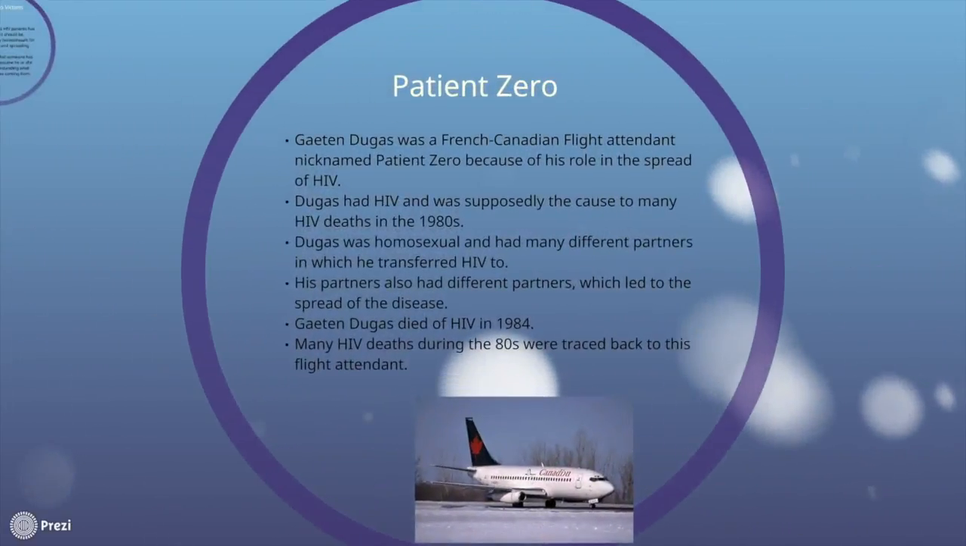Patient Zero. Gaëtan Dugas was a French-Canadian flight attendant nicknamed Patient Zero because of his role he played in the spread of AIDS. Dugas had AIDS and was supposedly the cause for many deaths in the 1980s. Dugas was homosexual and had many different partners in which he transferred HIV to. His partners also had different partners, which led to the spread of the disease. Gaëtan Dugas died of HIV in 1984. Many HIV deaths during the 80s were traced back to this flight attendant.